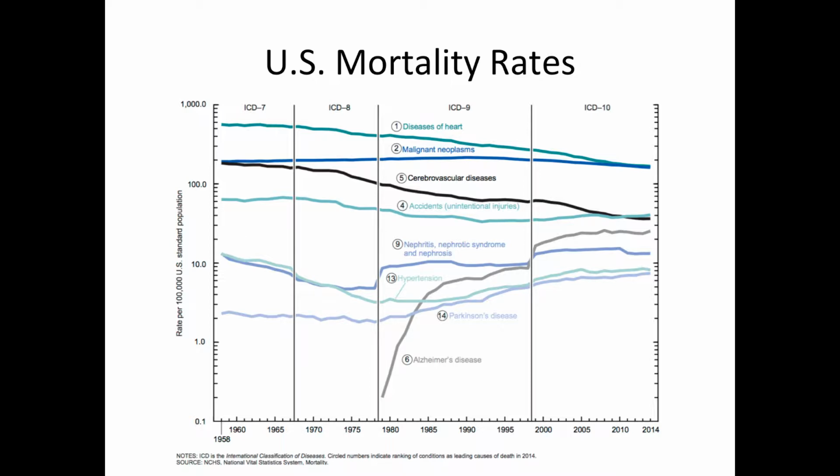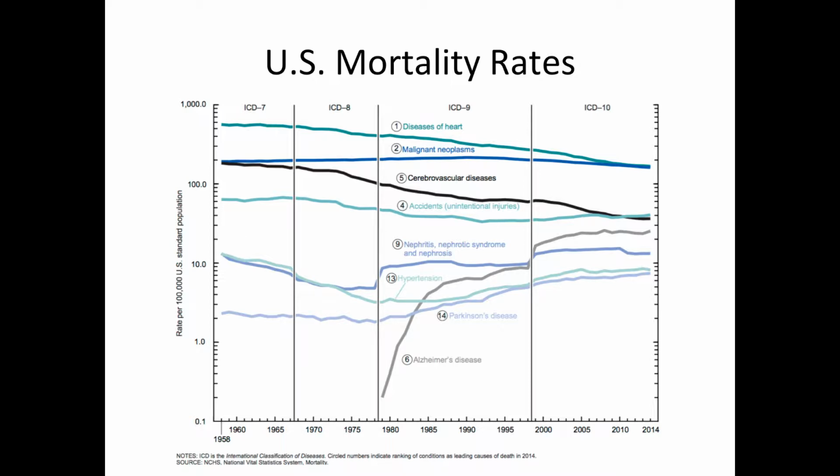If we look at this data here, this shows us U.S. mortality rates, and this is identified by code. The most recent is ICD-10. So when somebody comes into the hospital and is said to have breast cancer, there's a certain code that goes along with that, so you're able to identify the cause of death for these people.